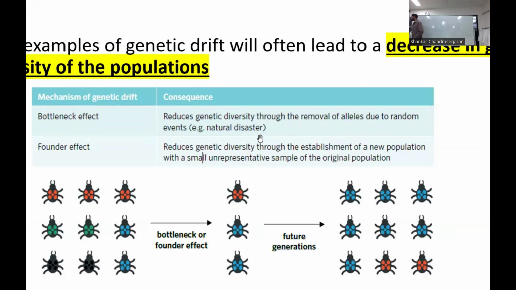With the founder effect, it reduces genetic diversity through the establishment of a new population with a small unrepresentative sample from the original population. Right? Basically, if only blue beetles separated out from the original population and reproduced, only blue beetles will emerge from that population, causing it to basically only have a high amount of that allele present in the population.